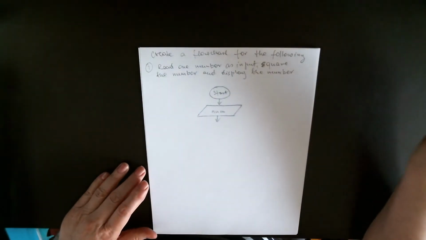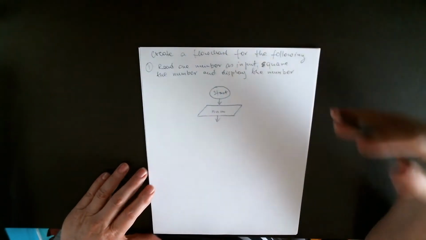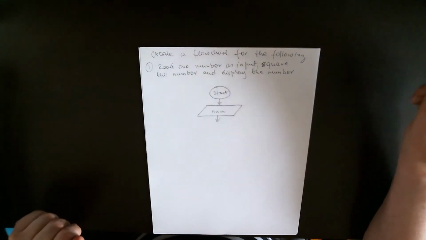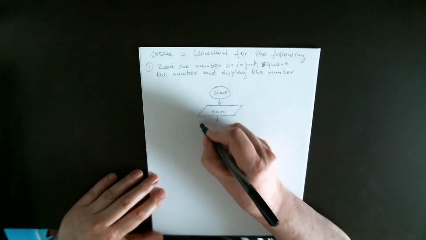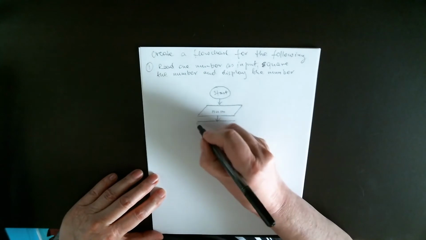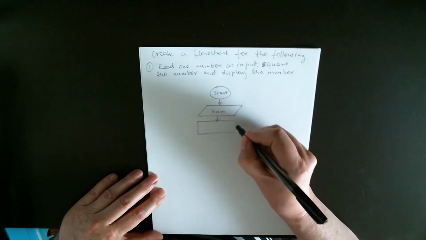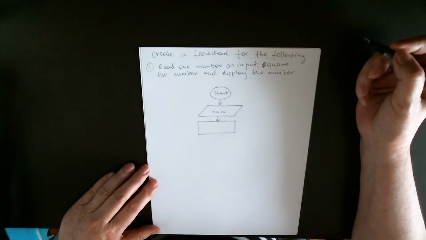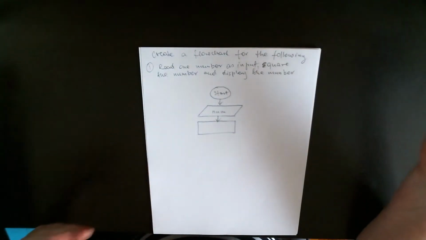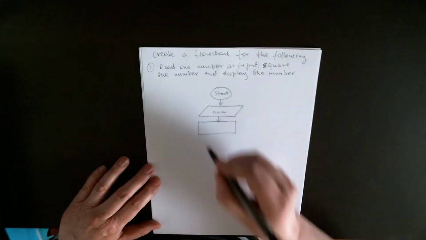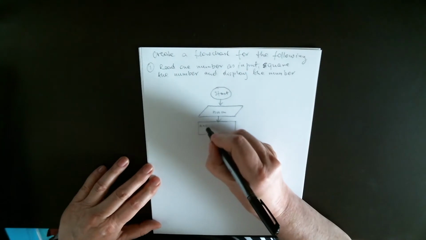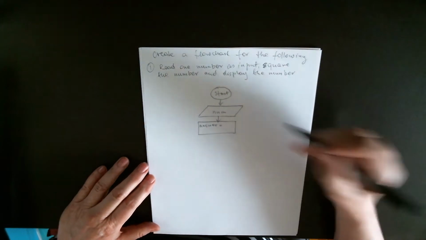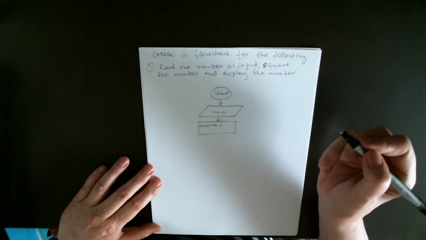So, to get the answer, we have to have an action. We actually have to calculate it. What's the shape for action? A rectangle. So here it is, our rectangle. And we have to tell the computer how we are going to calculate our answer. So we write answer equals to number squared.